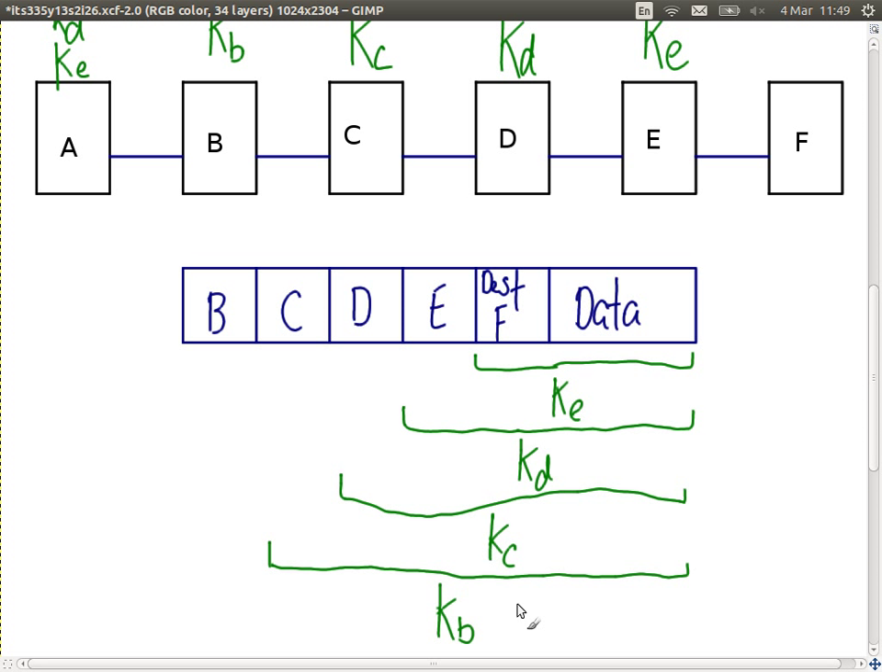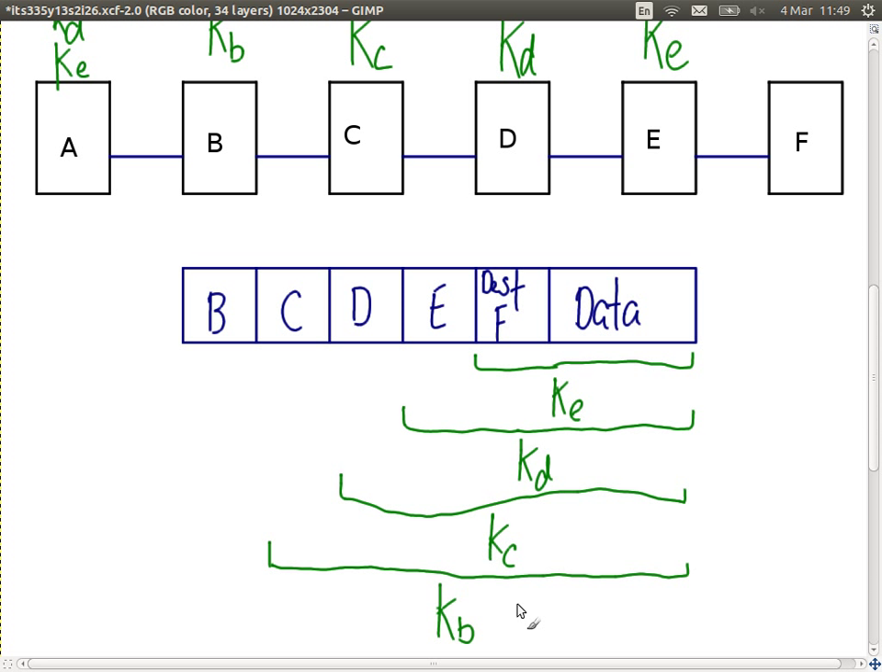Does B know KC? No. KC is shared between A and C, not B. So from B's perspective, it knows this packet needs to go to C, but it doesn't know the contents. B knows so far, I've received a message from A, I need to send it onto computer C. So it sends onto C.